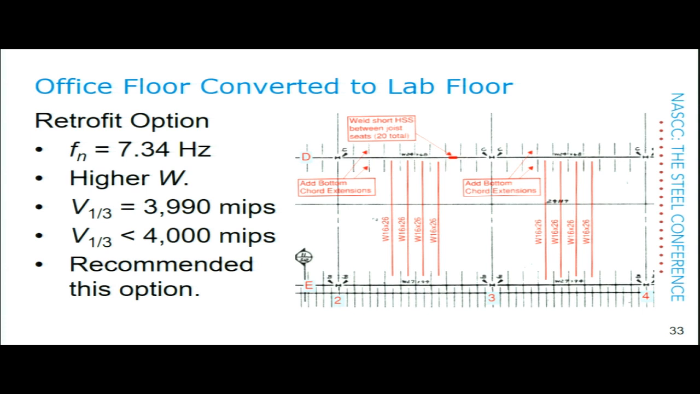Now, our prediction for this system is 7.3 hertz. It's up a little over 1.4 hertz, so that's very helpful. We have a much higher effective weight because we get continuity with the adjacent bay up the page there. With those, we have a predicted 1/3 octave velocity of 3990 microinches per second, which is less than the 4,000 limit. So we're good. We recommended that option for this floor. Okay, so we converted this office floor to a lab floor.